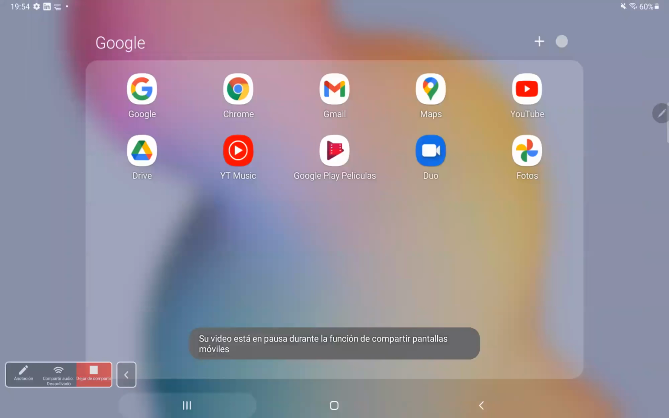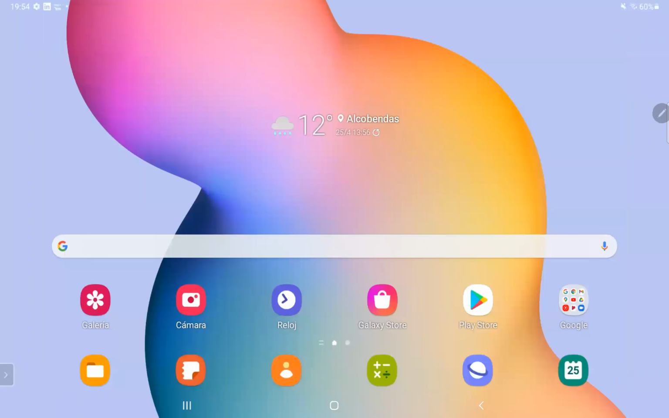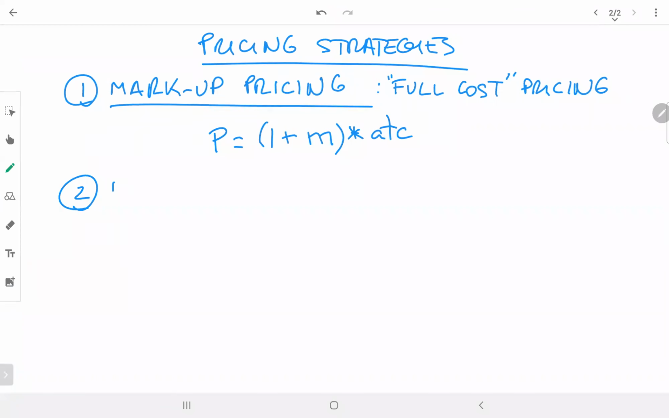Let's go to number 2. Pricing strategy number 2 is marginal cost pricing.